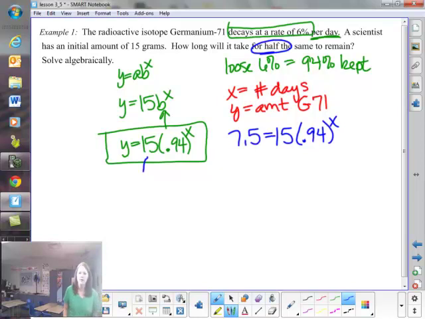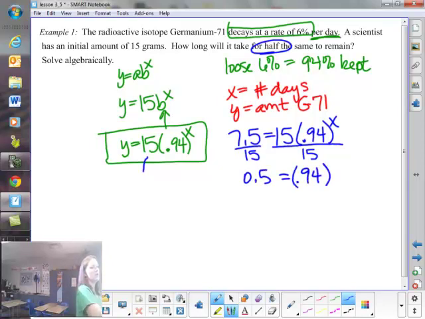And we are now ready to solve because we have one variable left. Again, our variable is the x. It is in the exponent. In order to solve it, we're going to need to be able to use a logarithm. Before we get that far, we need to have 3 pieces. I have a 7.5, I have a 15, I have a base, and I have an exponent. So I'm going to go ahead and divide both sides here by 15. No surprise here, I'm going to get a half, hence the name half-life. Okay, now we got 0.94 raised to the x power.